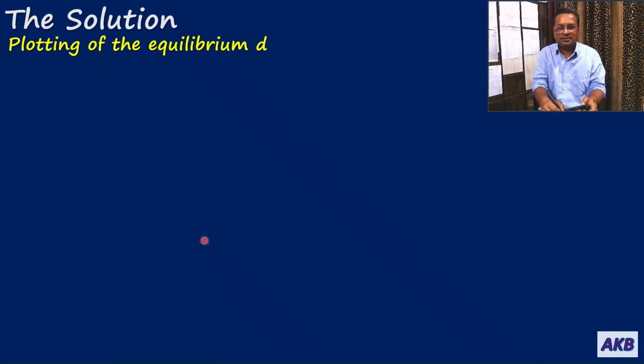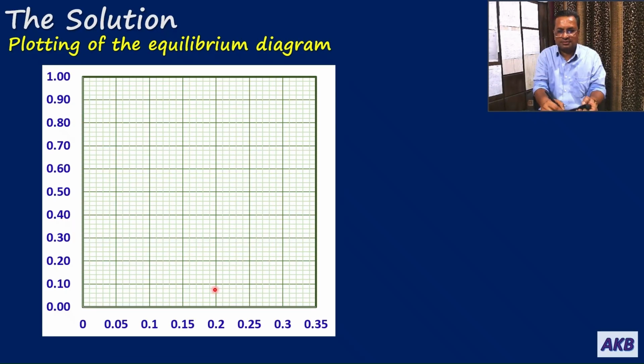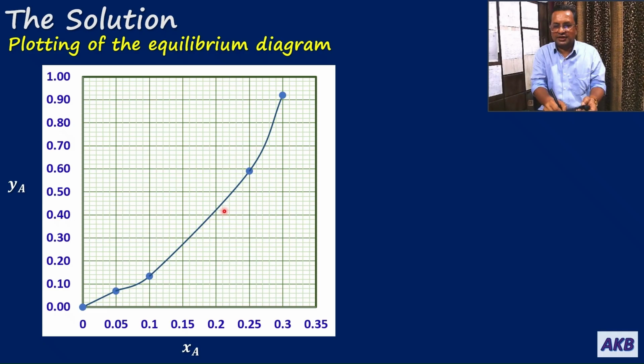Now the second step is we will be plotting the equilibrium diagram. For that, on the x-axis we will be plotting XA and on the y-axis we will be plotting YA. On the x-axis the scale is 1 centimeter equal to 0.05 and on the y-axis the scale is 1 centimeter equal to 0.1. If the equilibrium data is plotted, we will get the equilibrium curve. So in this way the equilibrium curve has to be plotted.